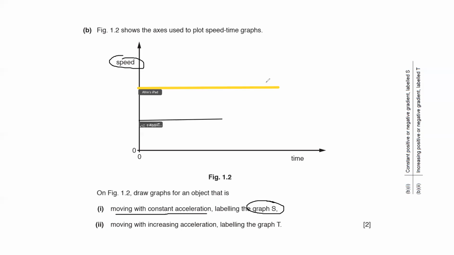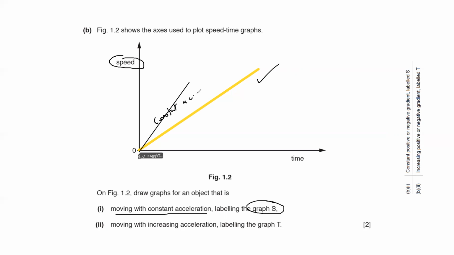If it is a horizontal line, it means zero acceleration. Because if speed is not changing, whenever we draw a horizontal line, this is not the right answer. Why? Because this shows that the speed is constant and acceleration is zero. So there should be a straight line with a constant gradient. This shows that it is a constant acceleration and label that as S.